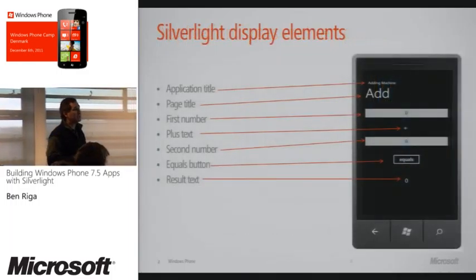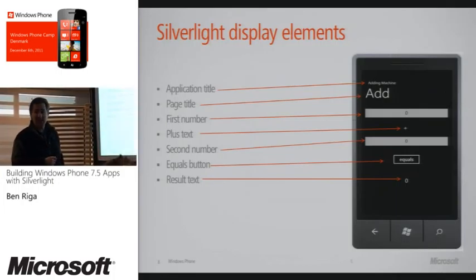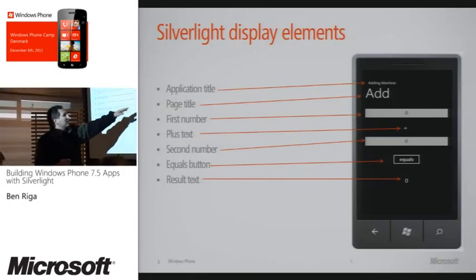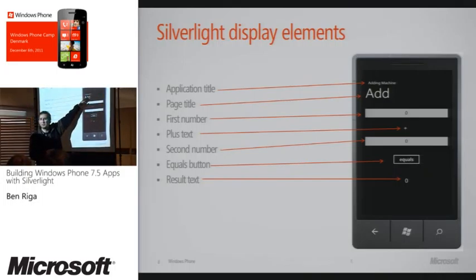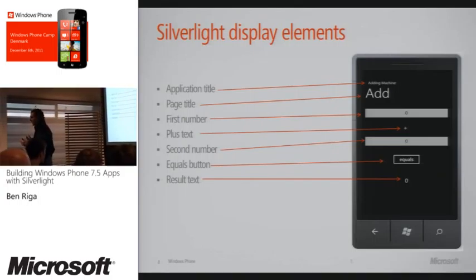So as you look at Silverlight applications, there are different display elements on the application. And you saw my sophisticated app earlier. If we look at the different things that were in that app, we had the title. This is the application title, which was adding machine, if you can't see it in the back. Then you have the page title, which is add, in this case. You have a couple of text boxes. We have a text block, which in this case is the plus sign. We also have another text block here, which is the result. And then we have a button, right? Those are different elements within that.